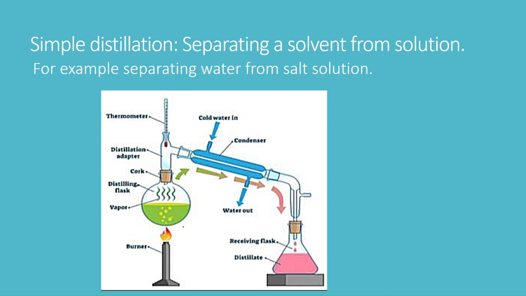Now, simple distillation. Simple distillation is done to obtain solvent from its solution. For example, to obtain water from its salt solution, the salt solution is taken in a round bottom flask. So this is the round bottom flask, and we have taken salt solution inside it.